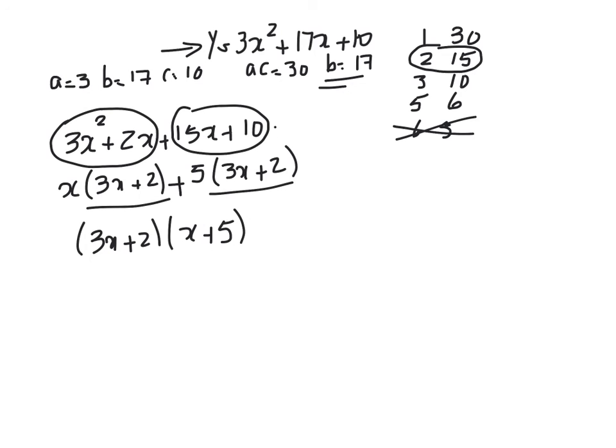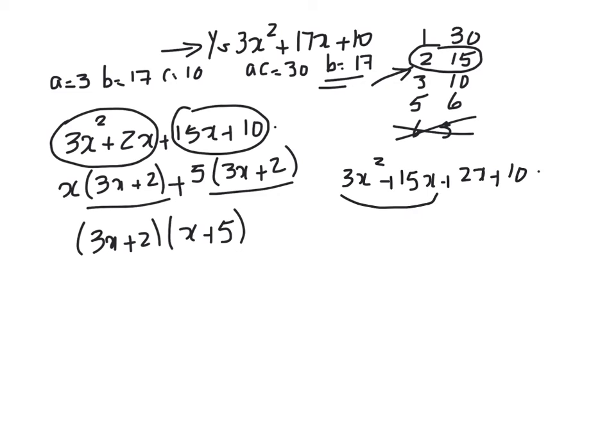Only one thing I wanted to show you here is that we said that the pair is 2 and 15, and then I wrote it as 2x plus 15x. You may say, oh, why did I write 2 first and then 15? It doesn't matter how you write it. You're going to get the same answer. So let me write it in the other way, meaning that I'm going to write it as 3x squared plus 15x plus 2x plus 10.